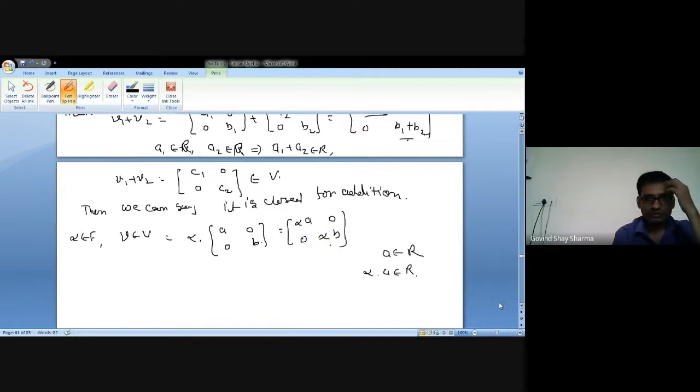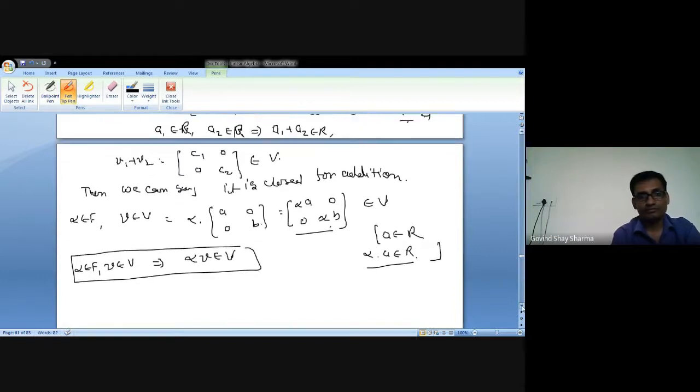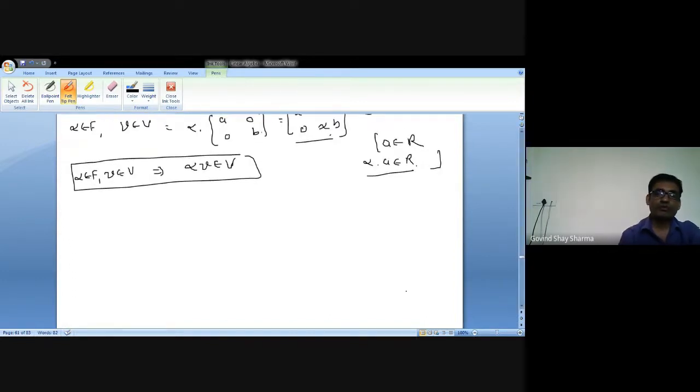Now we know alpha belongs to R, so this also belongs to R. So we can say alpha belongs to F, V belongs to V, then alpha V also belongs to V. Now we move to our target. First, we will show that this is an abelian group.